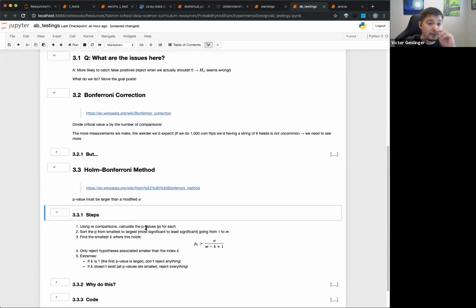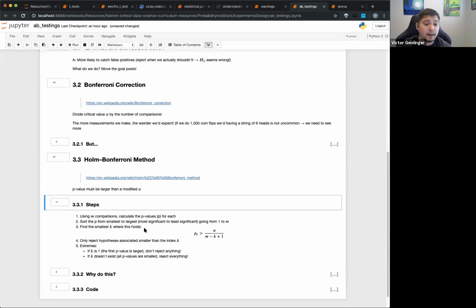So essentially what you do is make M comparisons. So let's say you're comparing 5 different times, and then you calculate the p-value for each comparison, right? You sort the p-values from smallest to largest, so basically most significant to least significant, going from 1 to M. This is very mathematical, right? Then you find the smallest k where this is true. We're basically saying the p-value is greater than the alpha value, so let's say 0.5, divided by essentially that comparison.